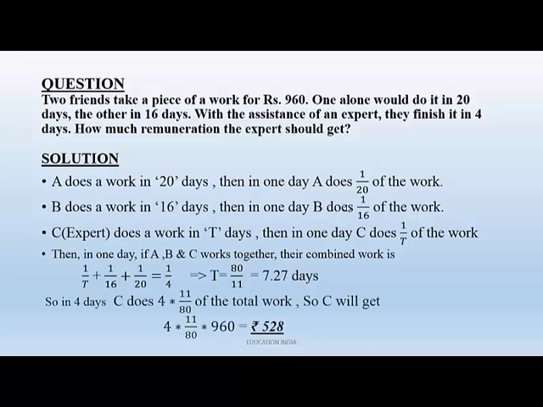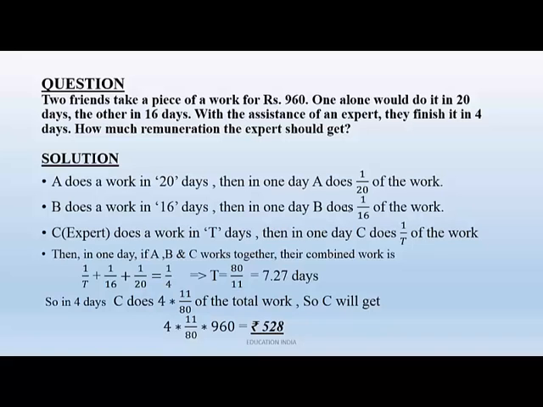We need to calculate now the remuneration that the expert should get. It's simple. As I told you, the wage or remuneration received by a worker depends on the alone time of the work. So C doing some part of the work in 1 day has 11/80 share. So C doing the part for 4 days has 4 into 11/80.